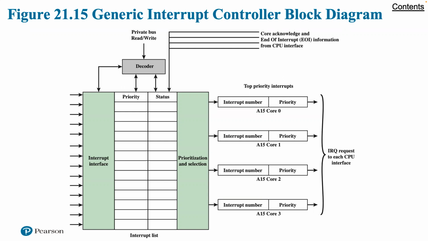The GIC maintains a list of interrupts showing their priority and status. The interrupt distributor transmits to each CPU interface the highest pending interrupt for that interface. It receives back the information that the interrupt has been acknowledged and can then change the status of the corresponding interrupt. The CPU interface also transmits end of interrupt, EOI, information, which enables the interrupt distributor to update the status of the interrupt from active to inactive.